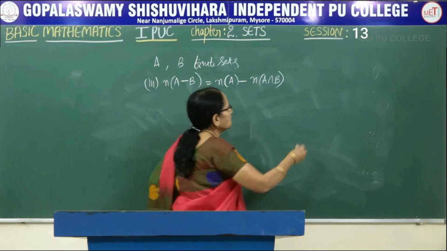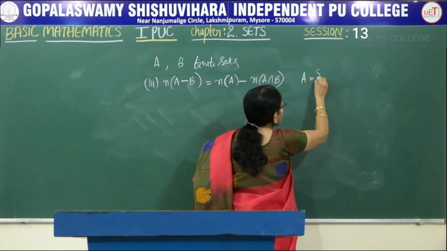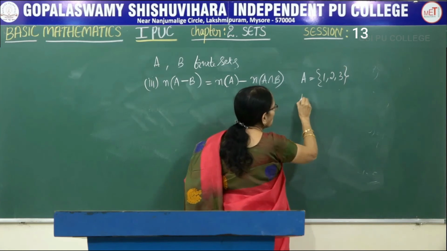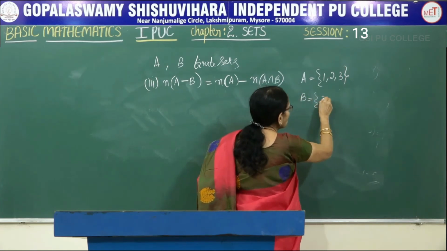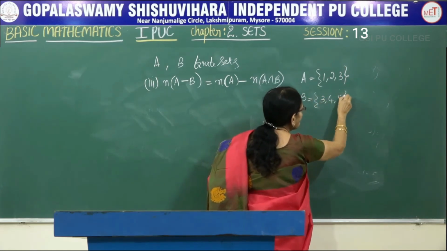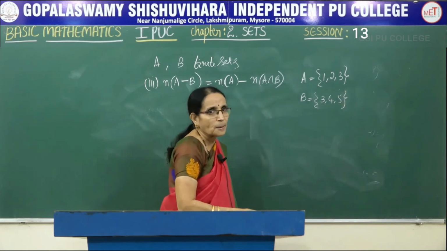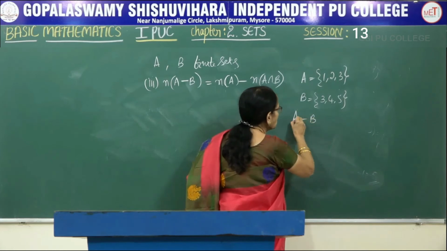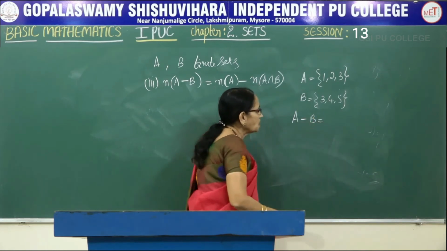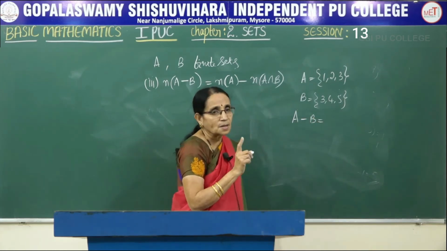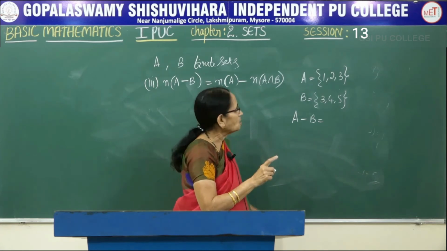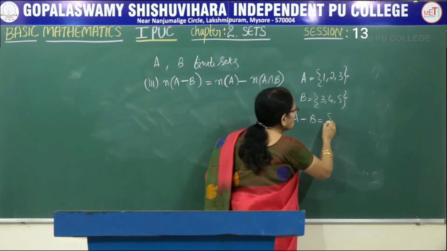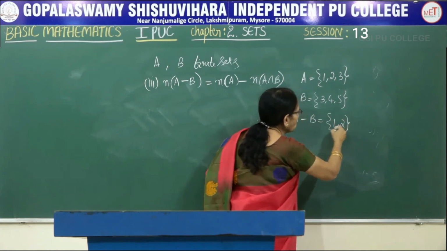I will take an example here. Let me take the same example. A contains 1, 2, 3. Let B contain the elements 3, 4 and 5. Now, what is A minus B? How do you define A minus B? It is a set containing the elements which are present only in A but not in B. That is only 1 and 2.